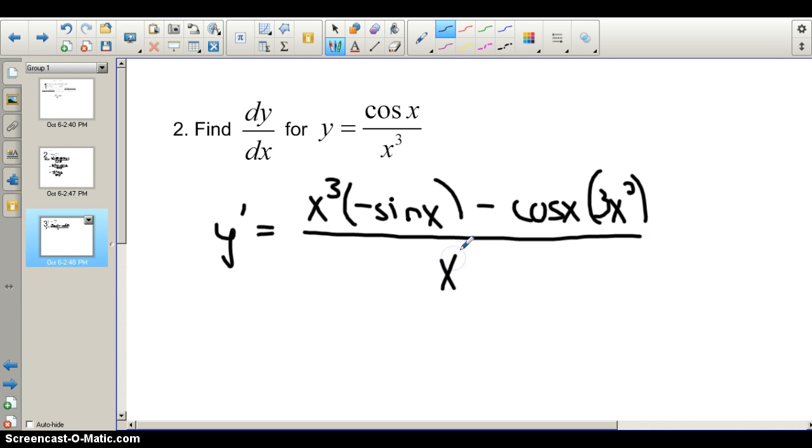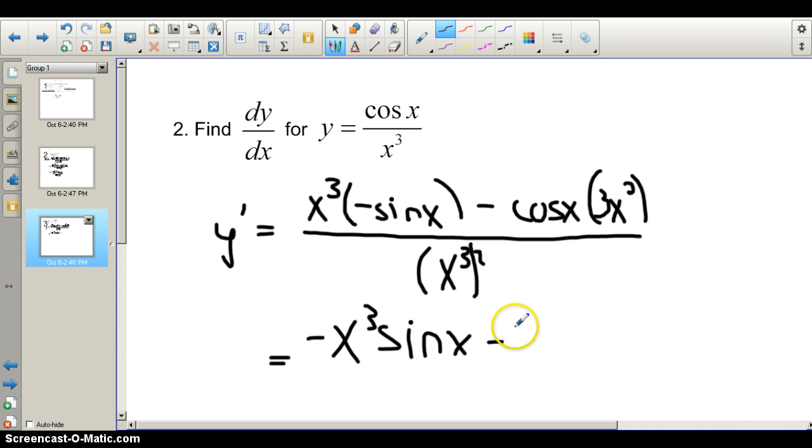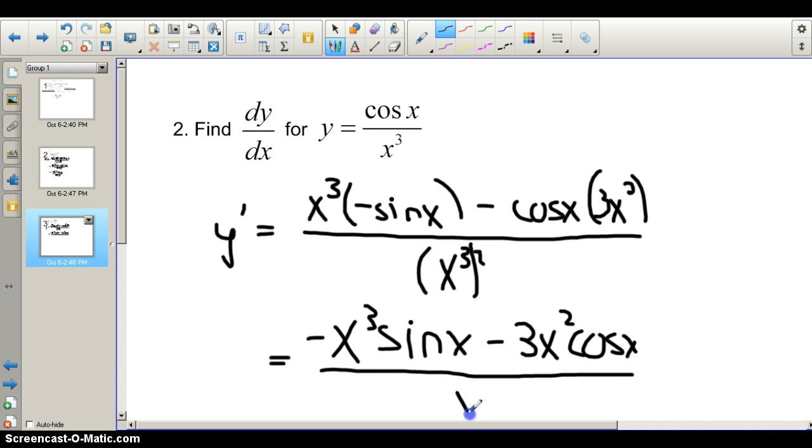So we have x cubed, that squared. Cleaning that up a little bit, we'll have negative x cubed times sine x minus 3x squared cosine x, all over x to the 6th power.